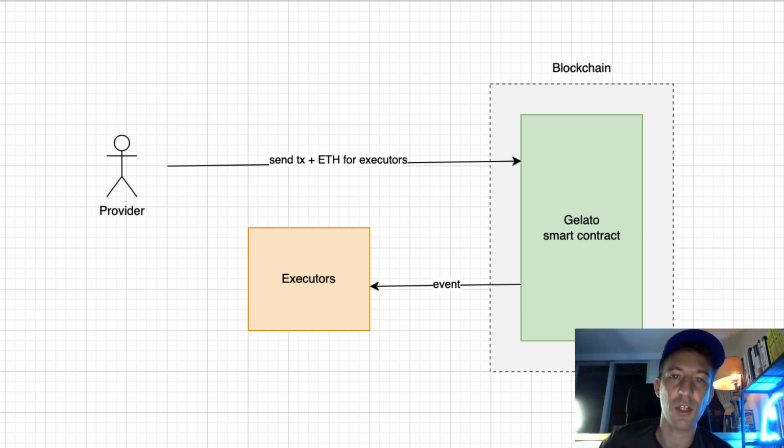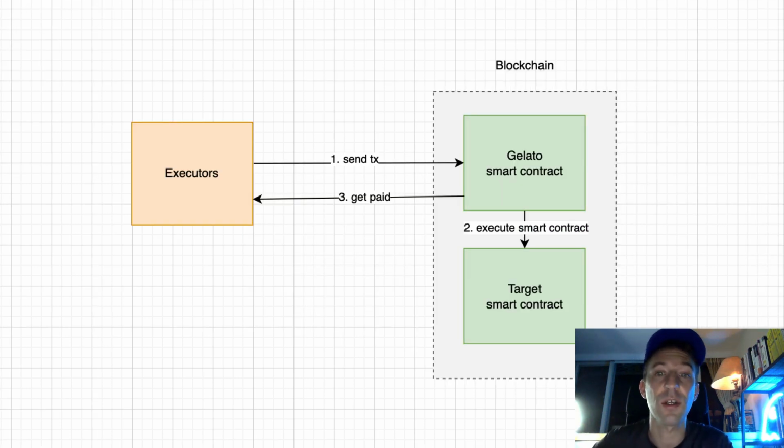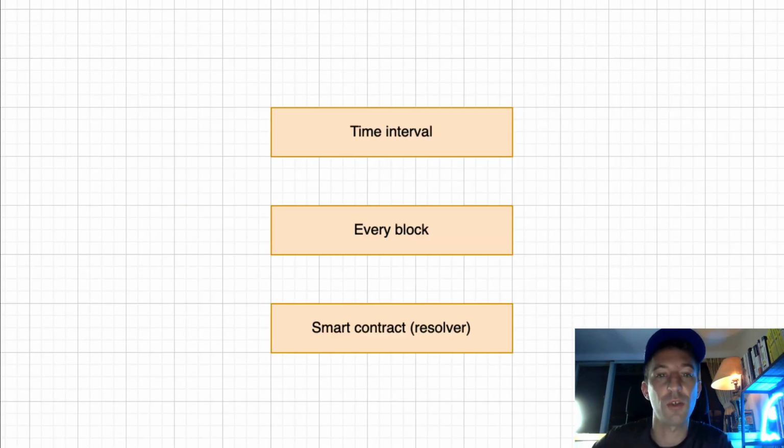When you set up an automation, it's going to emit an event in a smart contract. The executors will pick up on that and start to monitor the trigger of the automation. Every time the trigger fires, the executors will send a transaction to the target smart contract. There can be three triggers: a time interval, at every block, or through a smart contract. In this case, this smart contract is called a resolver, and it will have a function to tell if the automation should be run or not. Okay, so that's it for the explanation on how Gelato works. Next, we are going to set up an automation with Gelato.